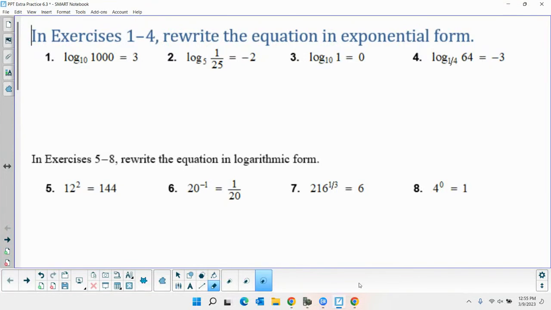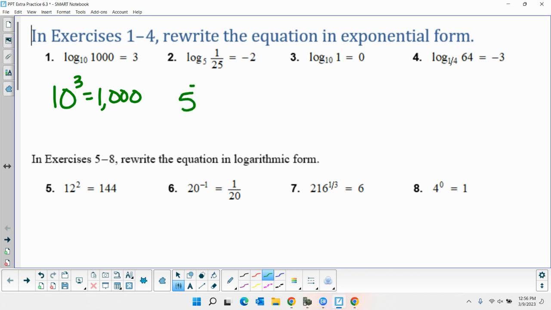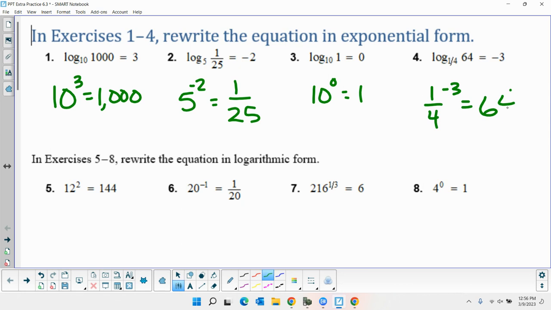Carter, what's number 1? 10 to the 3rd. Very good, Carter. Hannah, 2. 5 to the negative second equals 1 over 25. Thank you. Grant. 10 to the 0 power equals 1. Good. Drew. 1/4 to the negative 3 equals 64. Thank you. Any questions? You guys are getting pretty good at this, right?